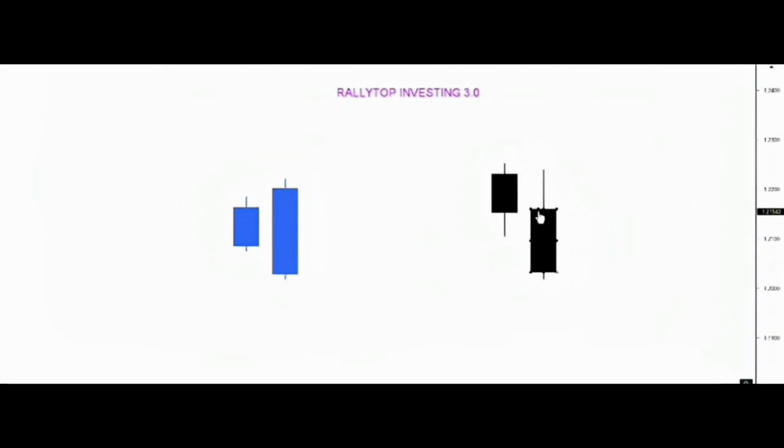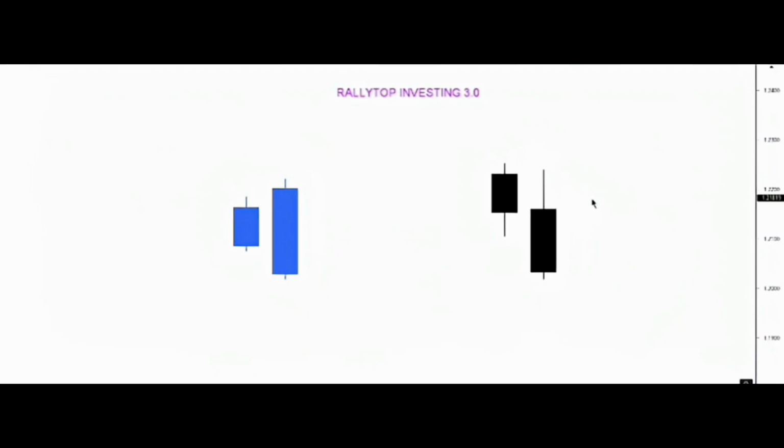This strategy is a no-brainer. Whether you are a beginner trader or an advanced trader, you can actually upgrade your trading experience using the strategy I'm about to show to you now.